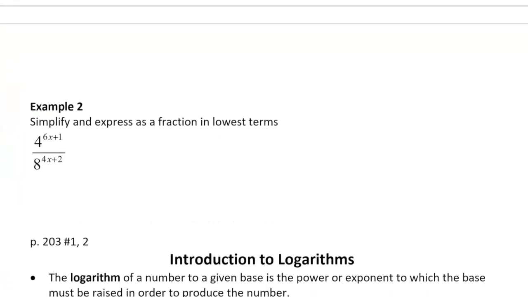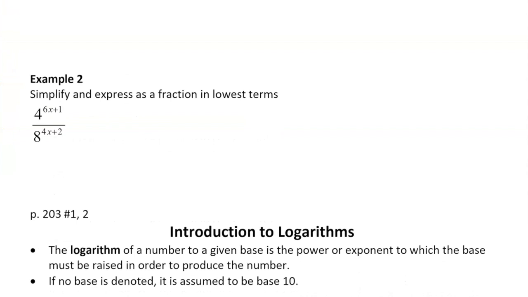Okay, finally, let's take a look at something like this. Simplify and express the fraction as a fraction in lowest terms. So if we're dividing here and we have a 4 and we have an 8, I think we should change these to bases of 2. So we could say something like 2 to the power of 2, being divided by 2 to the power of 3.